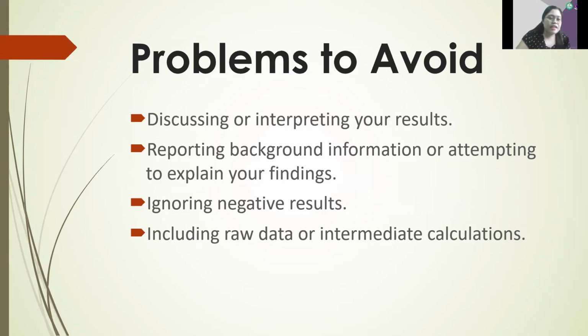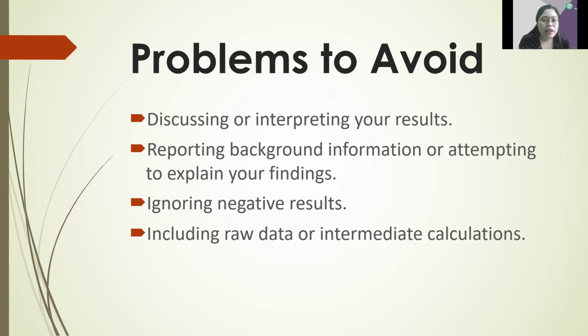Now, these are the things that we need to avoid when you are going to make the results section of your paper. First, I already said this, do not discuss or interpret your result. Just present it, describe what is in the table or what is in the graph, and highlight the most salient result. Do not discuss it, do not interpret it. The discussion or the interpretation of the result will be included in the discussion section.